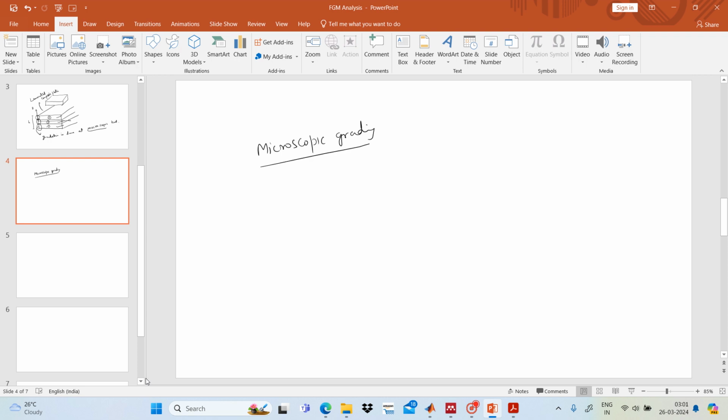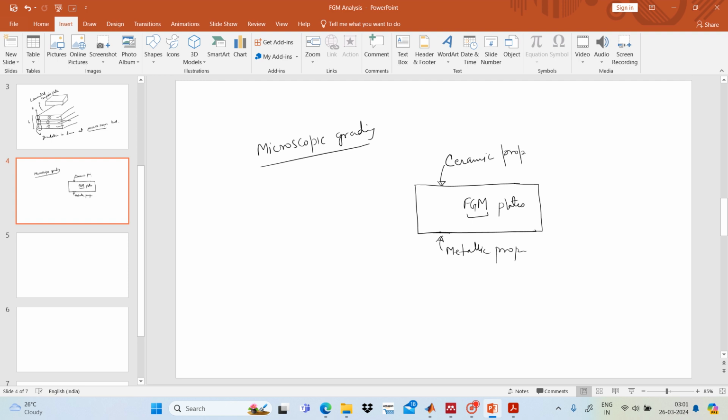So when we make the functionally graded material plates, FGMP, it is the FGM, functionally graded material plates. This name itself says that it is functionally graded, means at the bottom, it is having completely metallic properties, and at the top level, it is having completely ceramic properties. Okay, so the material properties are changing at the micron level.